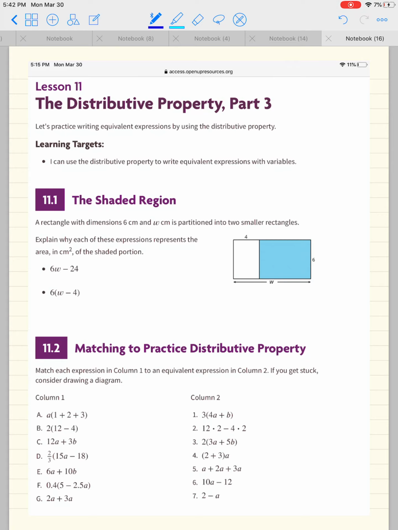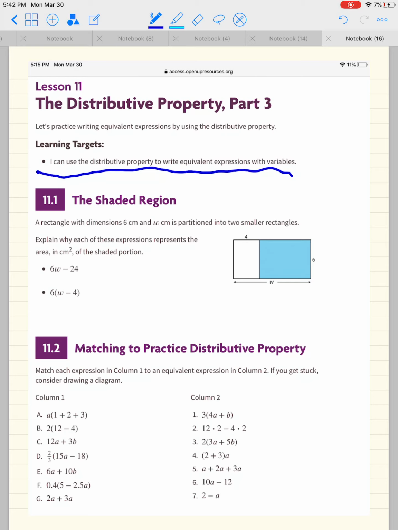Let's look at our learning target for today. I can use the distributive property to write equivalent expressions with variables. We've been doing this in the last couple of lessons. It's a little bit tricky, so just do your best, and if you get stuck, go back and watch the last few or look at your practice problems to see what you did.